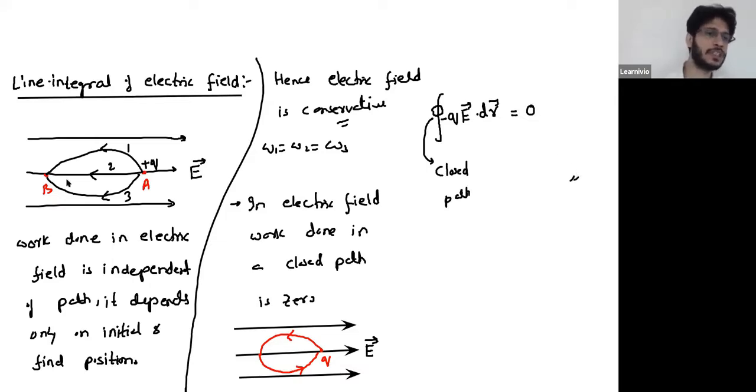Is it clear up to this point? These two are properties of conservative field. The first property is work done is independent of path. The second property is if you have a closed path, then total work done is zero. And the expression of work done, this I take from the last section.